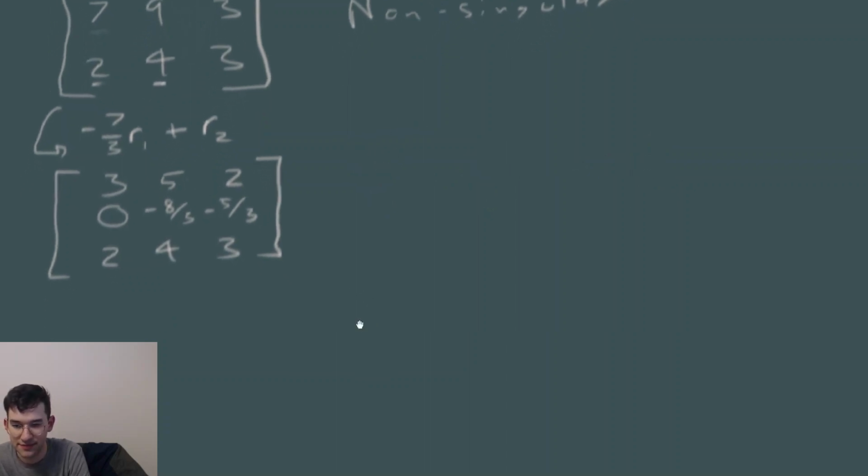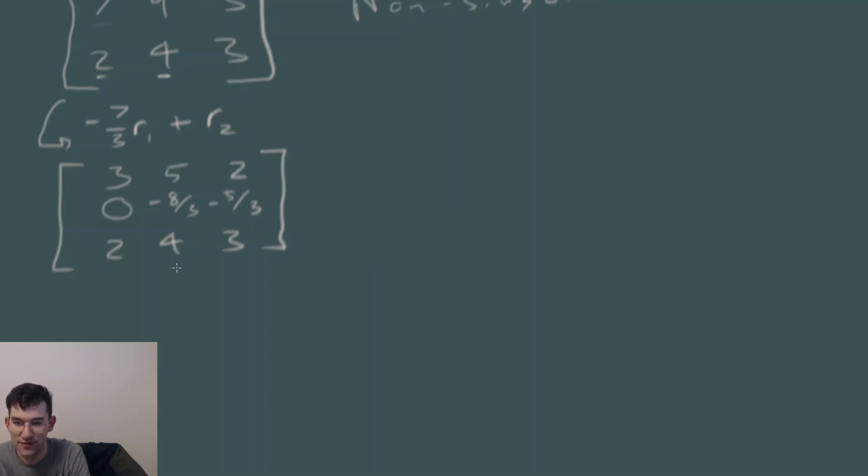Next, we need to get rid of the 2. How are we going to do this? So we went down 1, let's go across, just so we don't get lost. So 3 times x plus 2 equals 0, x equals negative 2/3. So negative 2/3 R1 plus R3.